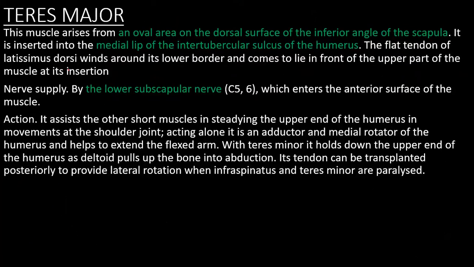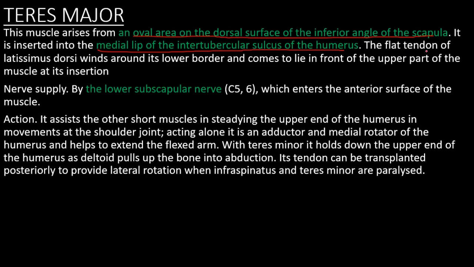Now, let's go to the second muscle, teres major. It arises on an oval area on the dorsal surface of the inferior angle of scapula to be inserted into the medial lip of the intertubercular sulcus of humerus. The intertubercular sulcus is also known as the bicipital groove.